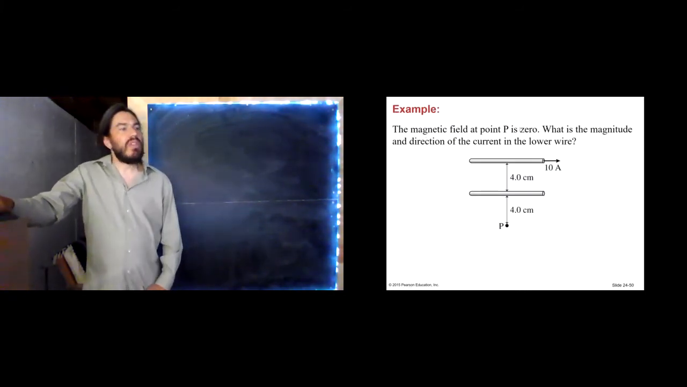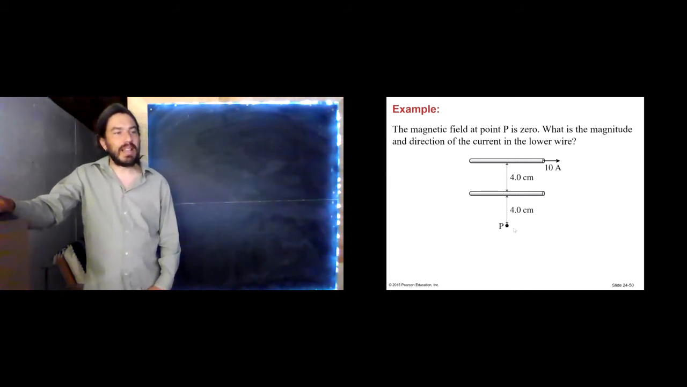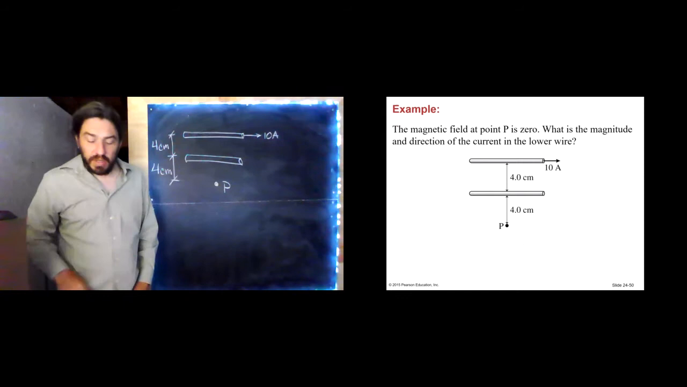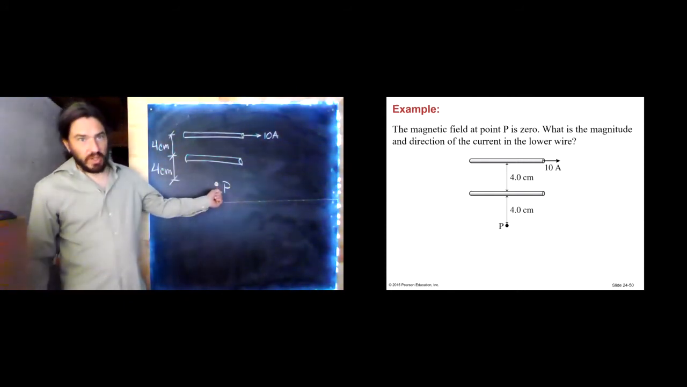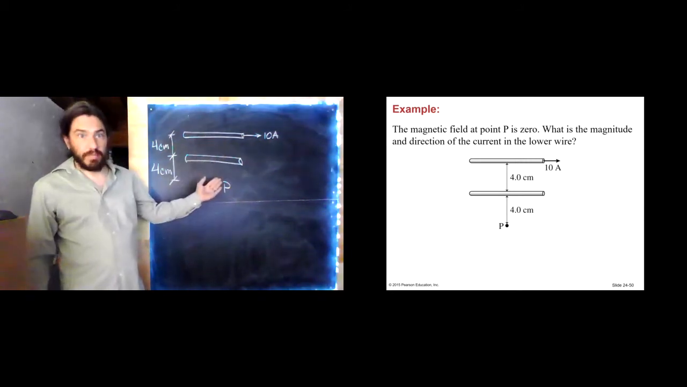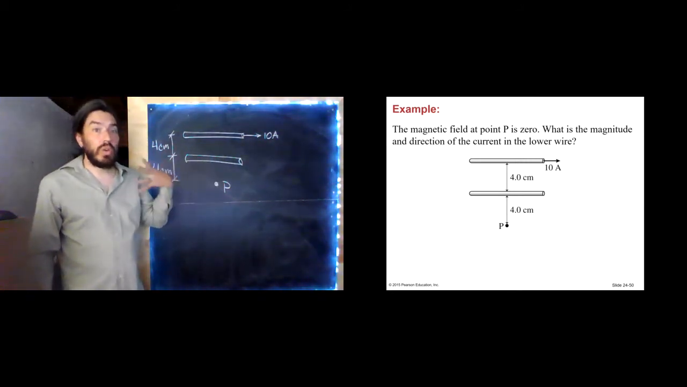Let's try a quick example. The magnetic field at point P is 0. What is the magnitude and direction of the current in the lower wire? Let me get a picture drawn. Okay, so here is my picture, and it tells me that the field at point P is 0. Well, I've got 2 wires here, and so we have 2 sources.